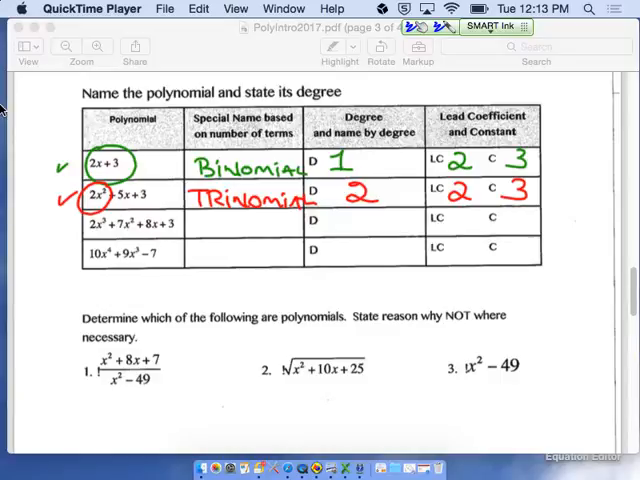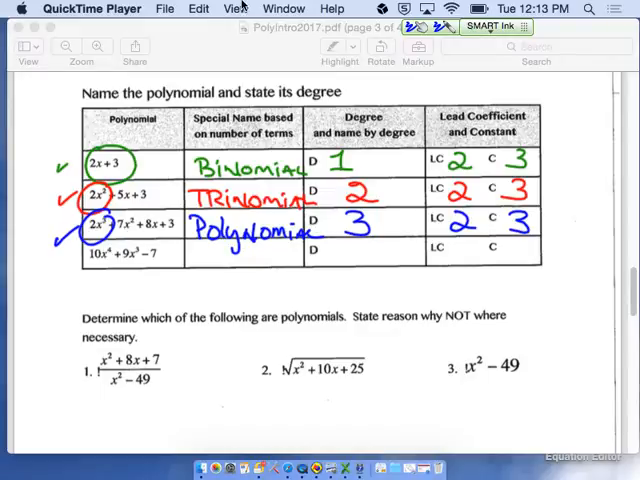I'll do the next one with you, and then I'll let you do the last one by yourself. So here, I'm just going to simply call this a polynomial. Anything beyond 3 terms, let's just name it a polynomial. And here my degree is 3. The lead coefficient is 2, and the constant here is 3. And I think I'm going to let you look at everything else on your own.